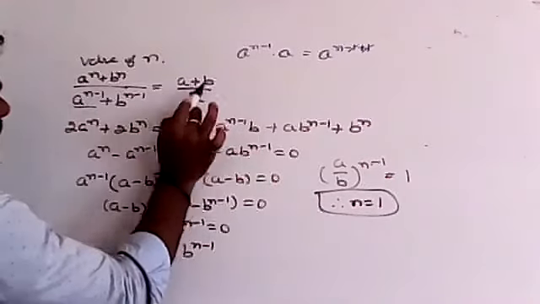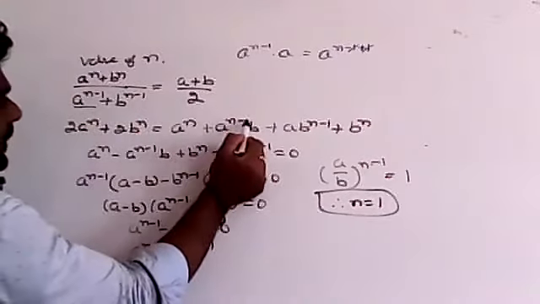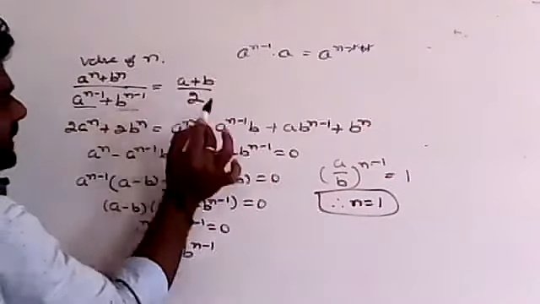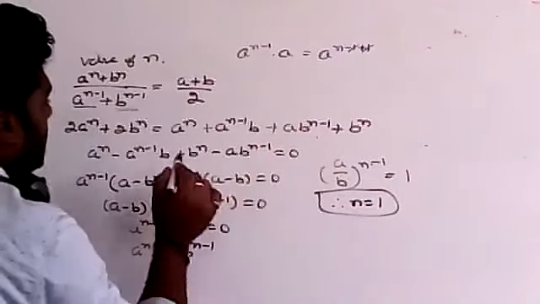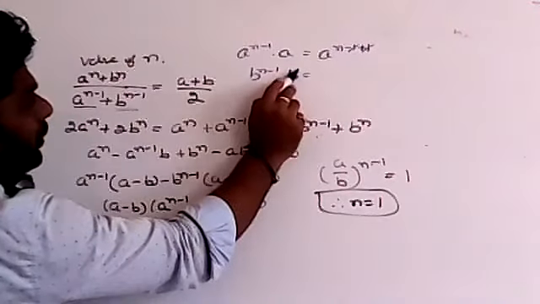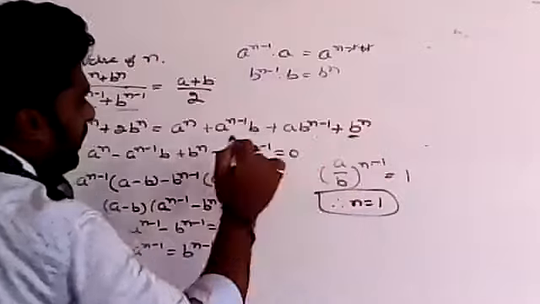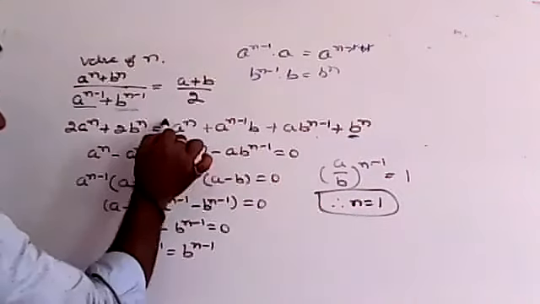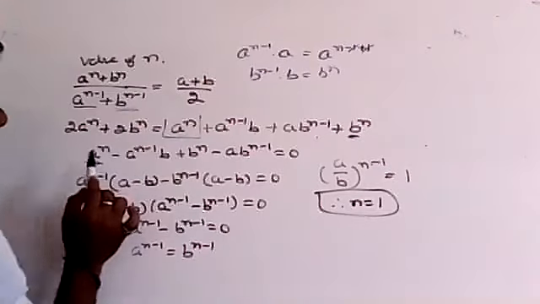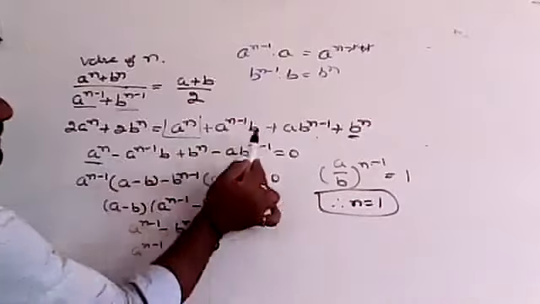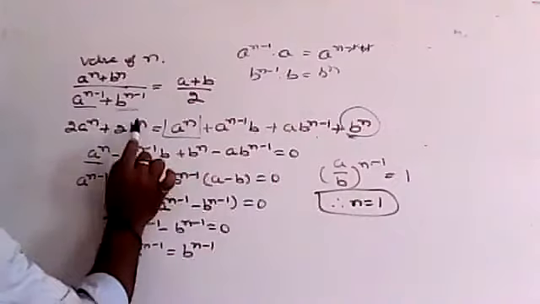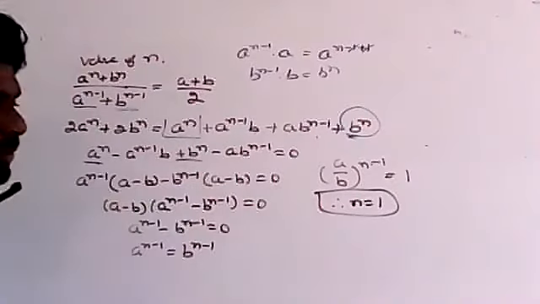Same thing I'll multiply to the second term. a to the power of n minus 1 into b, plus next, the second term, I'll multiply b to the power of n minus 1 into a. So a into b to the power of n minus 1. Next, b to the power of n minus 1 into b, having a power 1, the 1 gets cancelled. So the answer is b to the power of n. Next, this a to the power of n I'll take to this side with minus. So 2a to the power of n minus a to the power of n is a to the power of n. And b to the power of n I take to this side with minus. 2b to the power of n minus b to the power of n is plus b to the power of n.